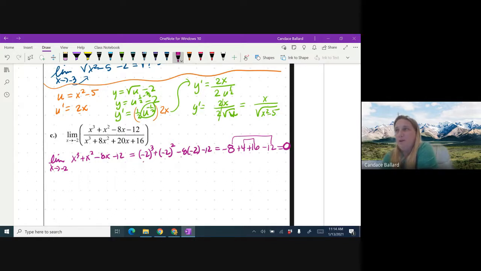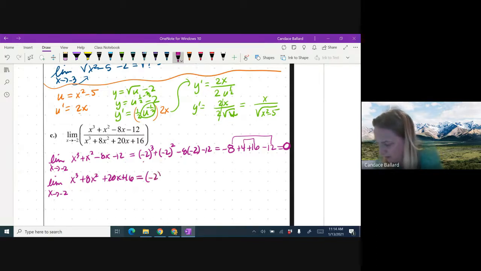Okay. All right. I'm going to do the denominator now. Limit as x approaches -2 of x cubed plus 8x squared plus 20x plus 16. We're going to plug in the -2. So -2 cubed plus 8 times -2 squared plus 20 times -2 plus 16. All right, -2 cubed is -8. -2 squared would be +4 times 8 would be +32. 20 times -2 is -40, plus 16.